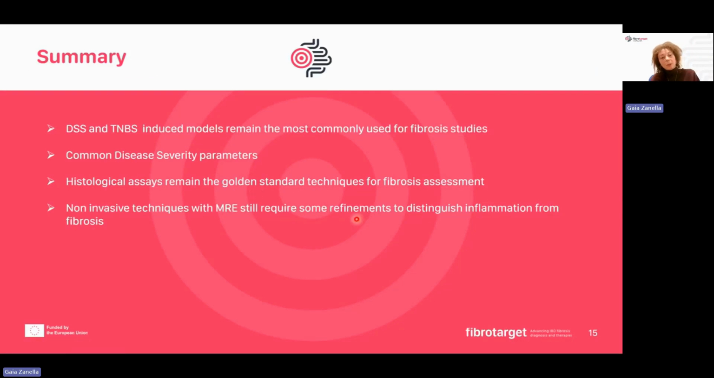So to summarize what we said before, the two most commonly used models for fibrosis studies are DSS and TNBS induced colitis, which share disease severity parameters that can be used to monitor the development of colitis. At the moment, still the gold standard technique for fibrosis assessment is the histological assay, so staining for Picrosirius red or Masson's trichrome. But then there are some other biomarkers that can be used to integrate our data, and hopefully in the near future, we will be able to use non-invasive techniques such as MRI to distinguish and discriminate between inflammation and fibrosis.